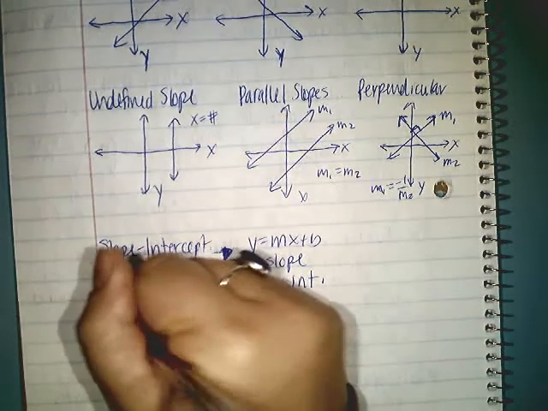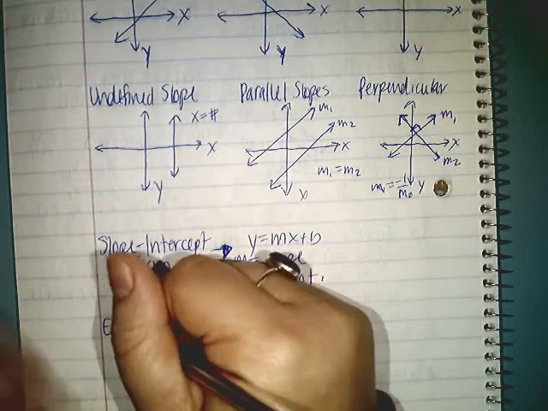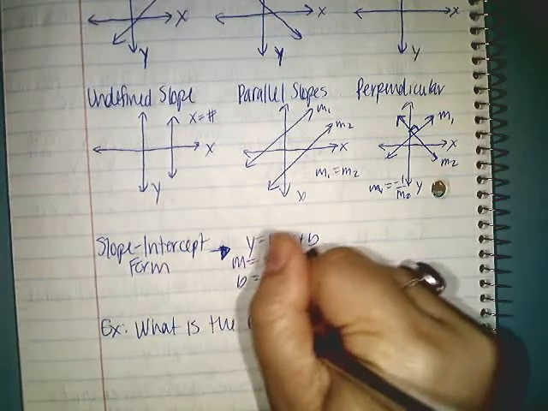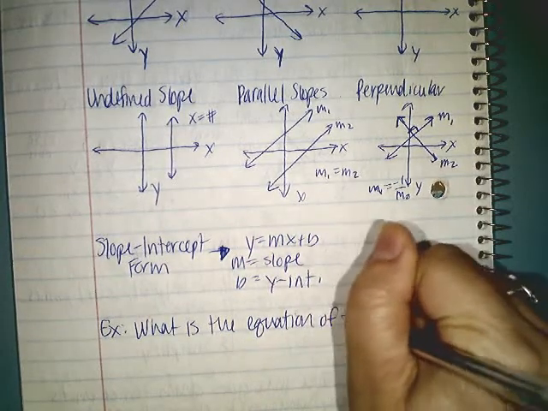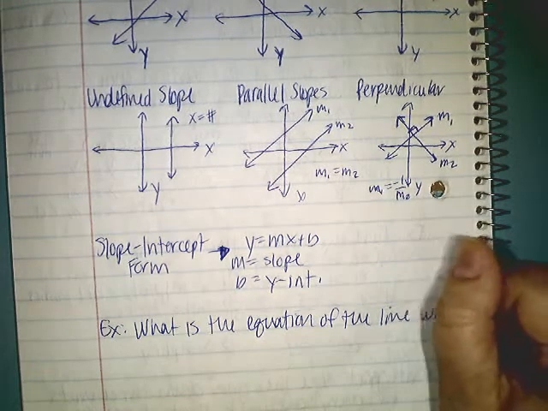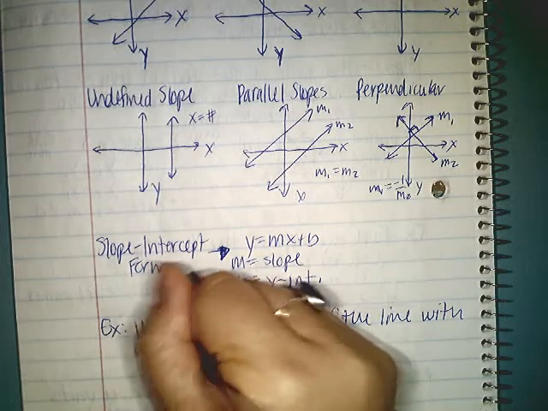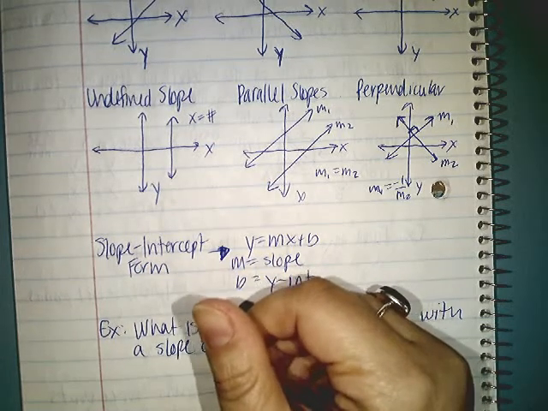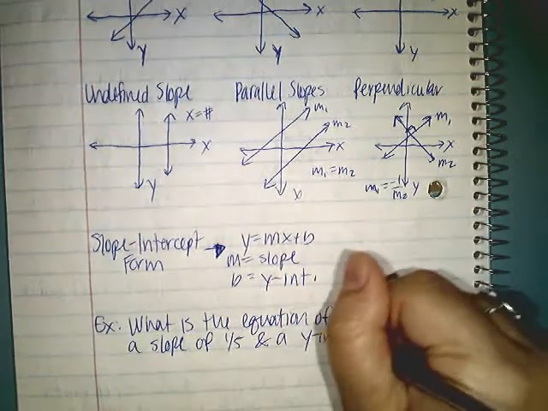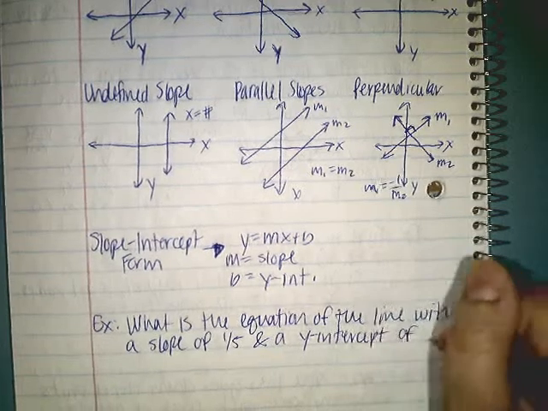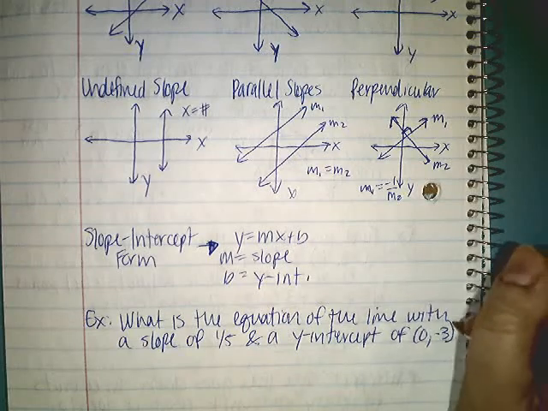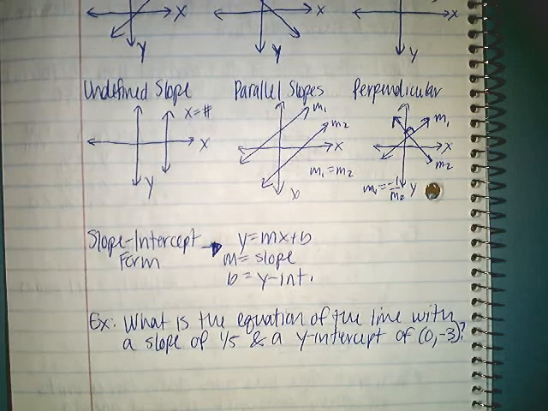The example I want to do together is: what is the equation of the line with a slope of 1 over 5 and a y-intercept of (0, -3)? And I want us to write this in slope-intercept form.